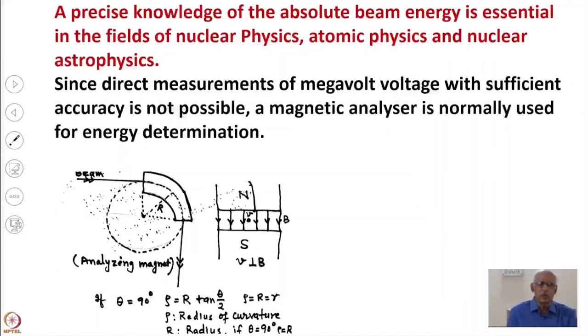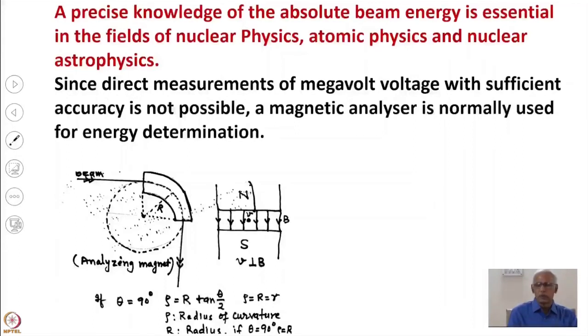Now, ultimately, as we said, since we don't have access to the high voltage, which gives the energy, we have to use some other component, and that has to be calibrated and used for determination of the energy. And one such component, as I mentioned in the figure, was the analyzing magnet. So a precise knowledge of the absolute beam energy is essential in the field of nuclear physics, atomic physics, or even nuclear energy.